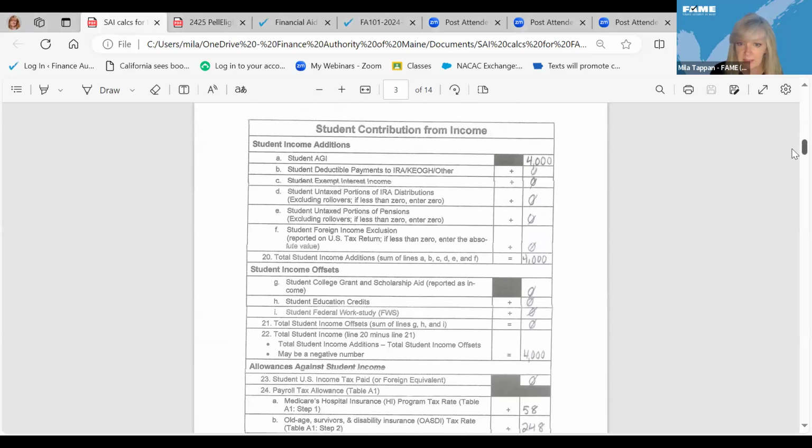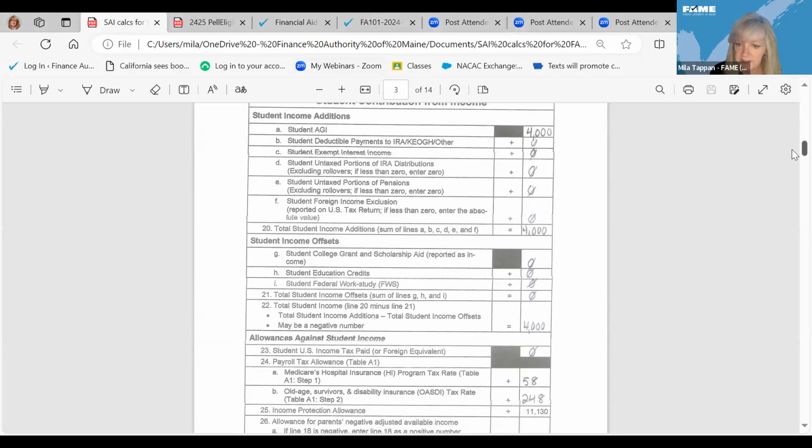So now we've got Max, okay? And so this is the student contribution from income. It is exactly the same for the most part, okay? So we have the student income. In this case, there's no other income. He just has his earnings from work.